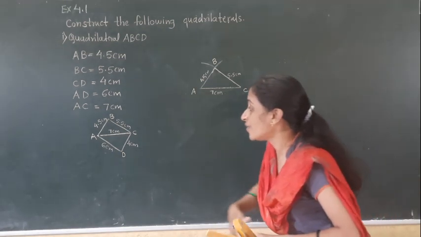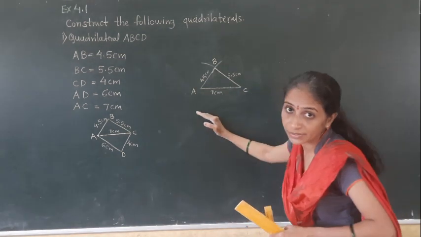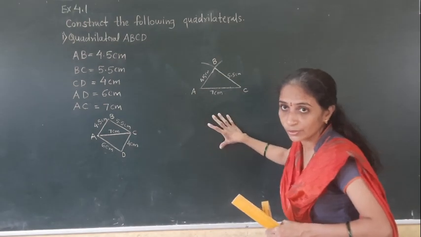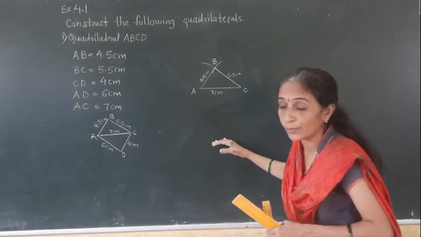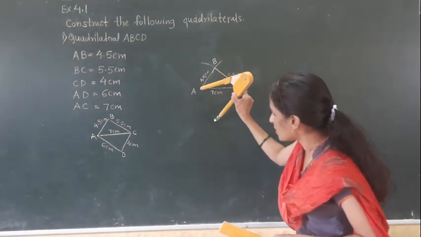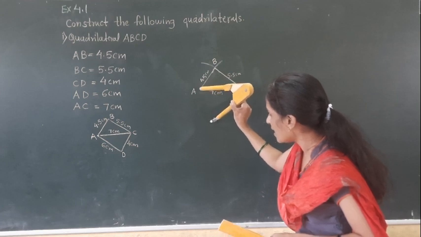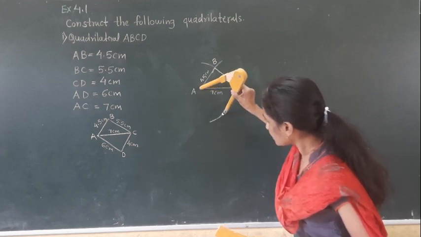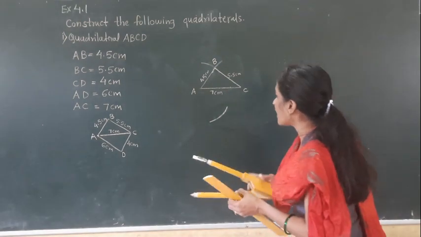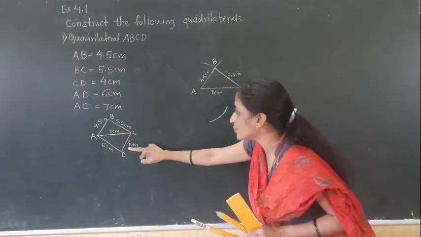Where will we draw? Where will B come? B will come here, somewhere here. Down. Okay? It will not come up. It will come down. So, A as the center and with 6 centimeter radius, draw an arc. Okay? Draw an arc.